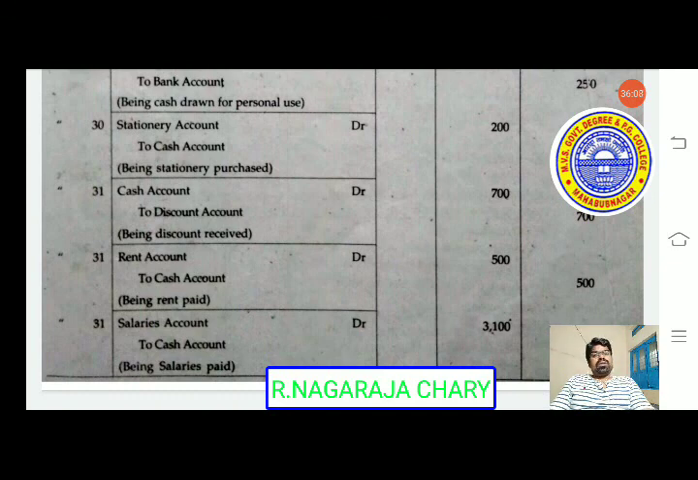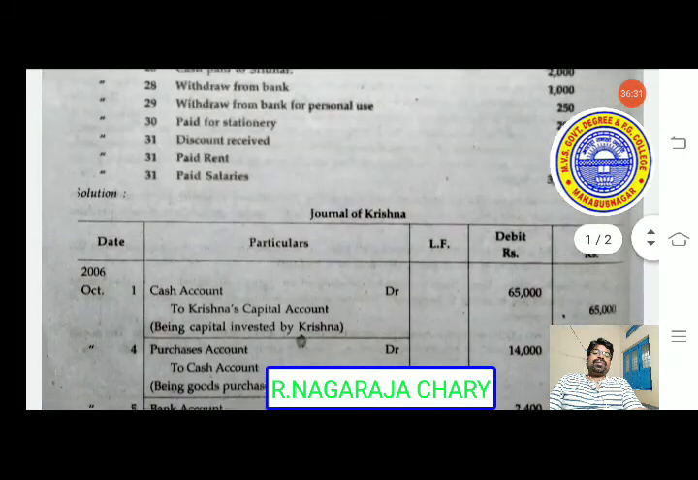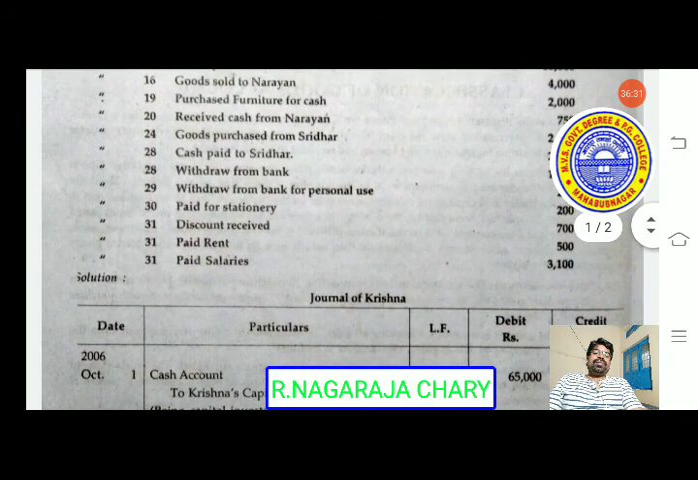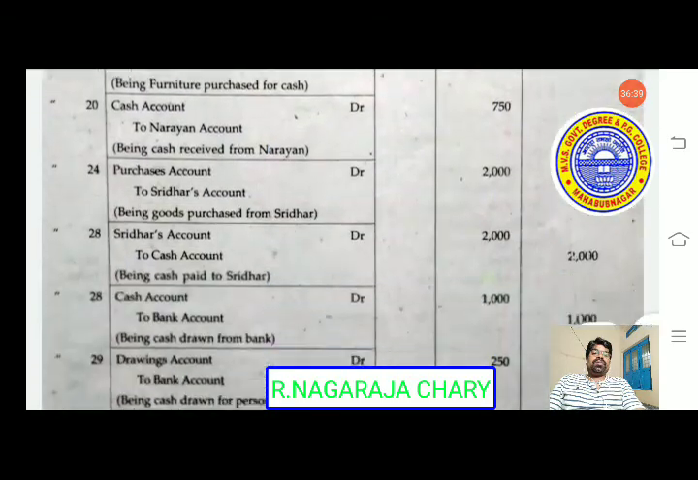How much amount we are paying as rent, that amount will be an expenditure as rent. So, that is why rent account debtor to cash account, 500 500. So, narration is being rent paid. Next one more transaction we have, paid salaries, that is 3100 rupees.